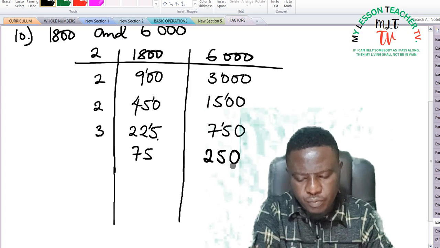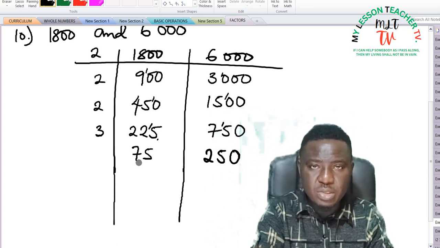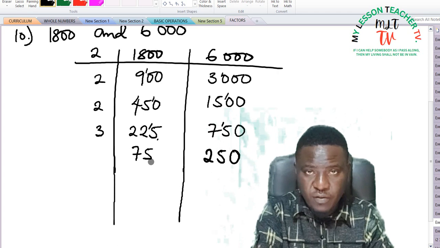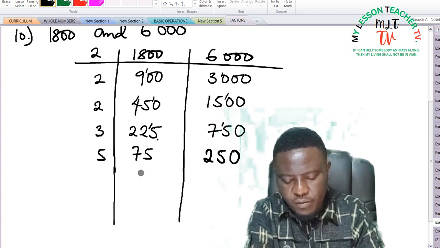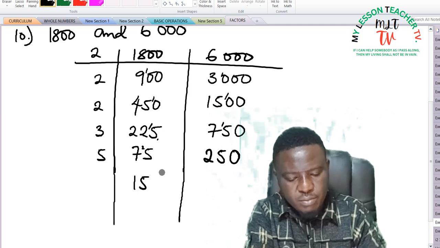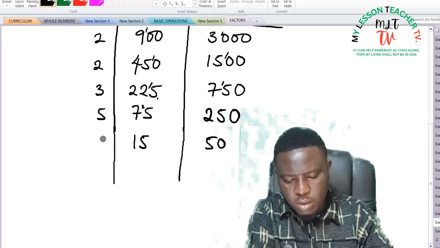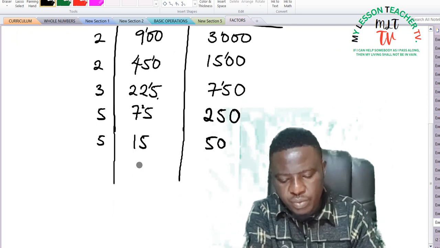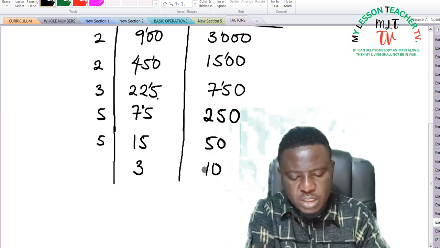Is 5 divisible? Yes, because the rule for divisibility by 5 says that the last digit must either be a 0 or a 5 or a multiple of 5. So this is met. So 5 can divide. 5 into 75. 5 into 7 is 1 times, remainder 2. 5 into 25 is 5 times. 5 into 25 is 5 and 0. 5 can still go. 5 into 15 is 3 times. 5 into 50 is 10.